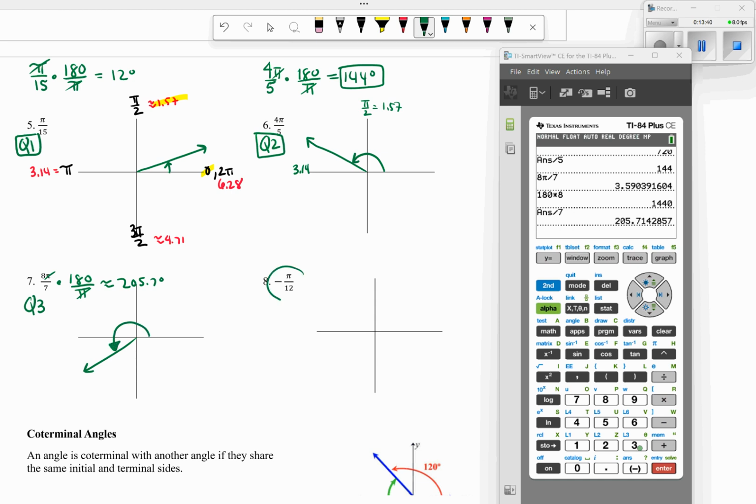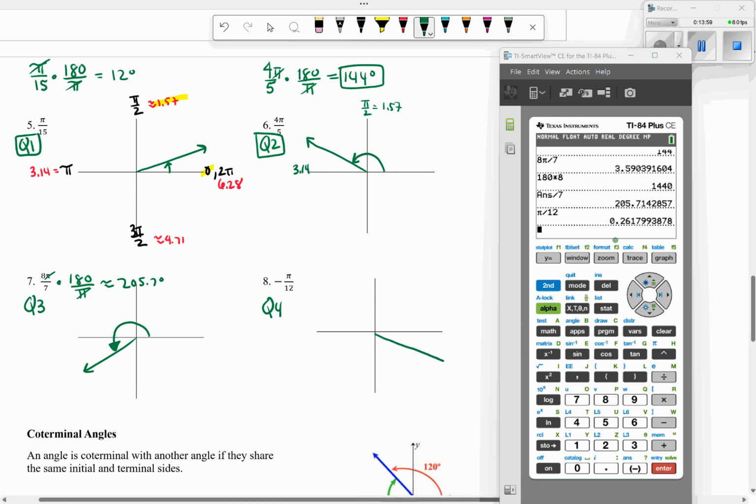Negative pi over 12, because it's negative, I know I'm going in the clockwise direction. This would be in quadrant 4. So if you think about pi divided by 12, notice it's 0.2. So if the positive direction, we know 0 to pi over 2 would be 0 to 1.57. That's how we know we're going to be down here. So it's very close to the 12 degree one that we had. So if I multiply this by 180 over pi, those would cancel out to leave me with negative 15 degrees. And again, that's why we're starting at the x-axis and going the clockwise direction. So those are for the radian measures in standard position.